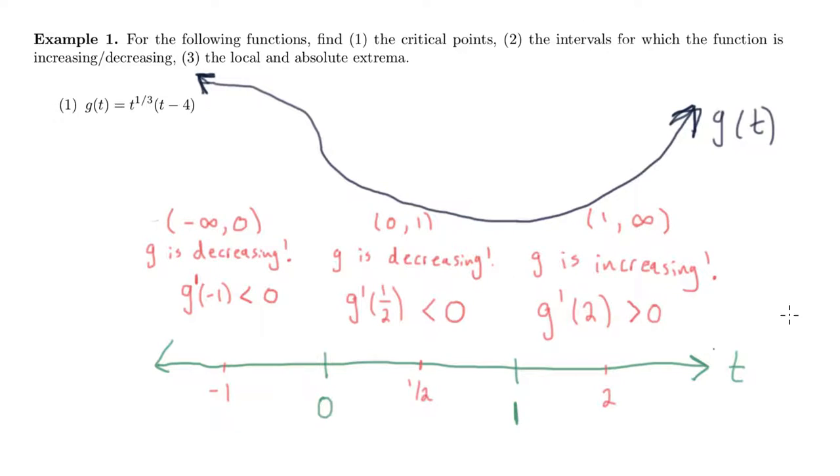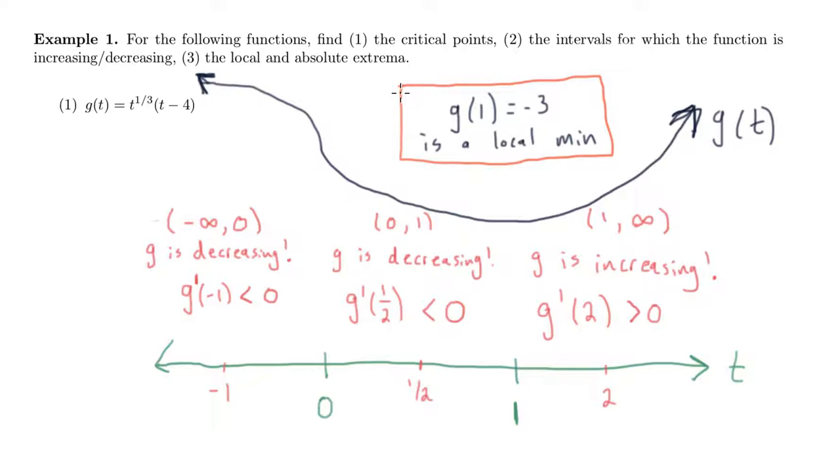But notice that g of 1, so what is g of 1? It's 1 times negative 3. So it looks like, let's see, negative 3 is a local minimum. So how do I know that g of 1, which is negative 3, is a local min?